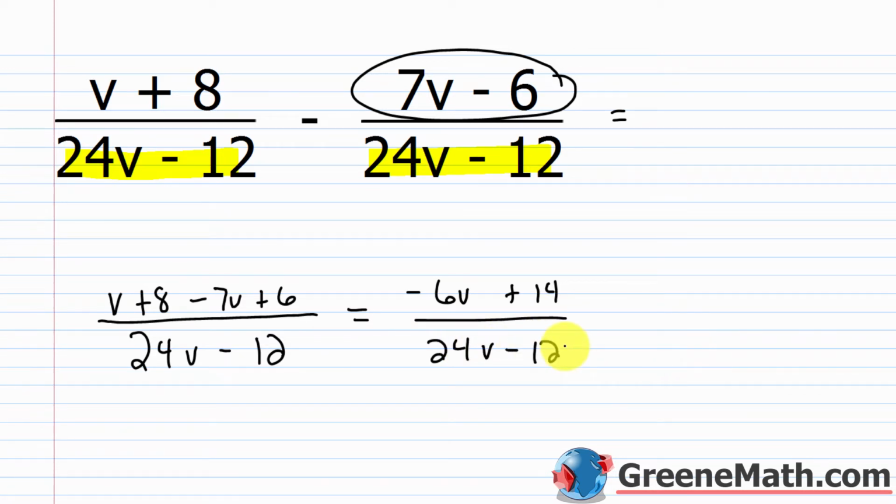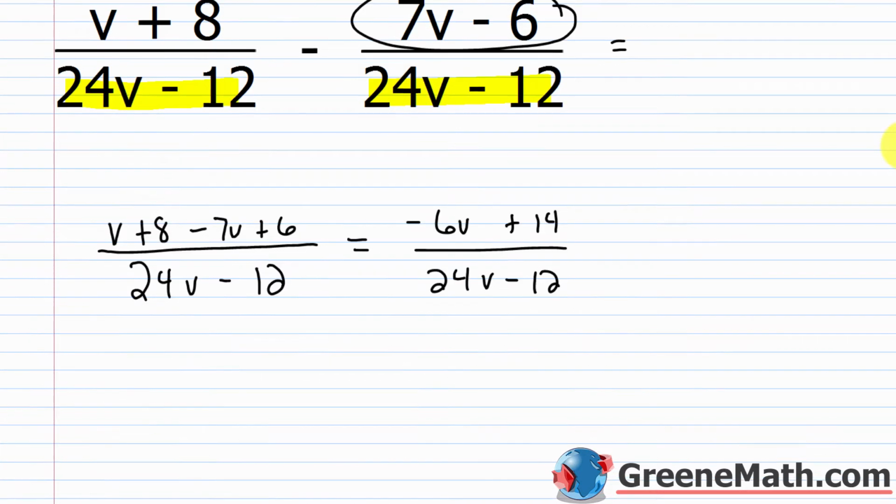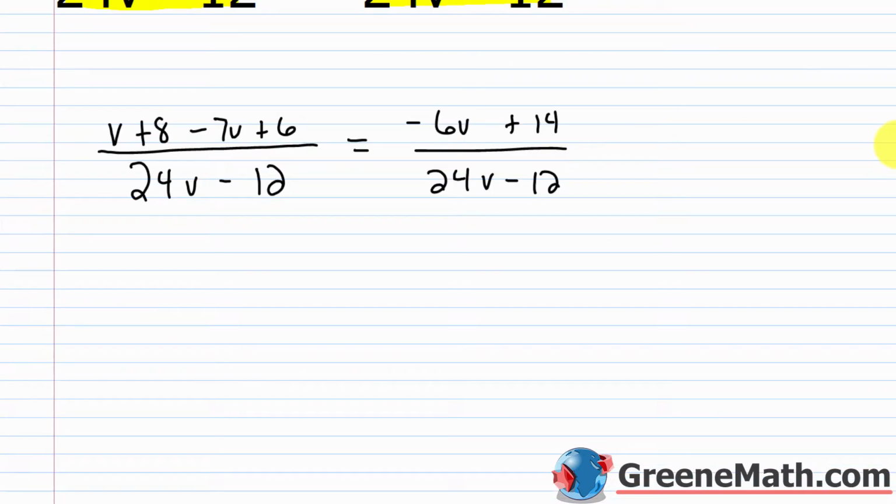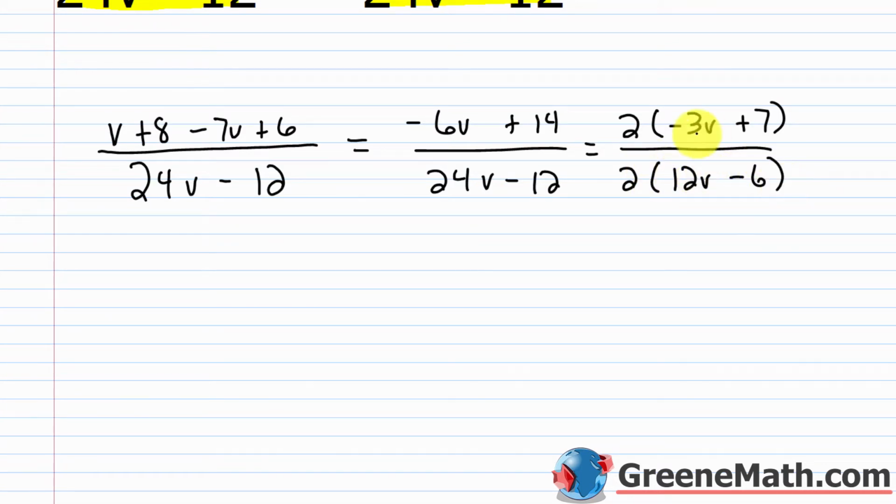Now, again, we want to look to see if we can simplify anything before we report our answer. I know in the numerator I can pull out a 2. I could also pull out a negative 2 if I wanted to, which is just kind of up to me. Let's just pull out a 2, and I'd have negative 3v plus 7. Down here, let's also pull out a 2, and I'll have 12v minus 6. Now, I can't really factor this any further, so I really don't need to do anything else down here. I would just cancel this common factor of 2 between numerator and denominator, and then I will report my answer as negative 3v plus 7 over 12v minus 6.